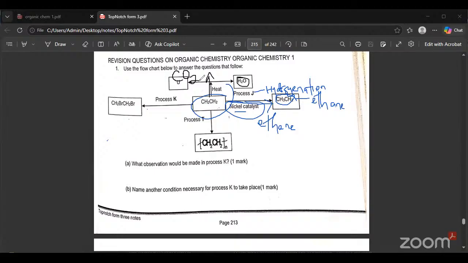Kila mtu ako sawa, kila mtu anafuata hii story, si ndio? So that it becomes easy when we're answering the questions. I'm changing the color again. We come to the second one. Hapa.